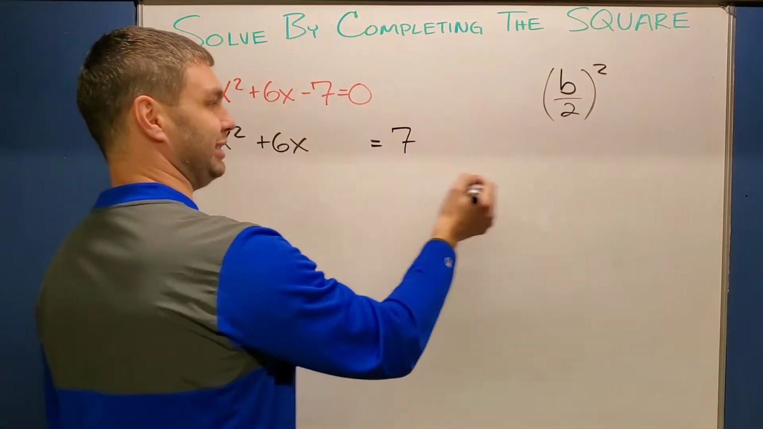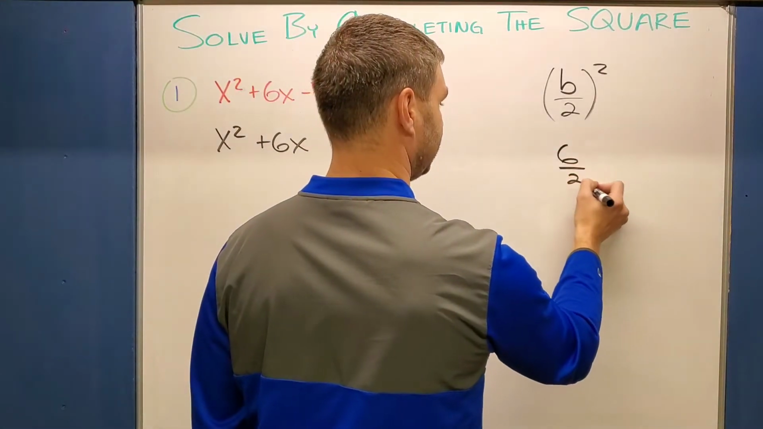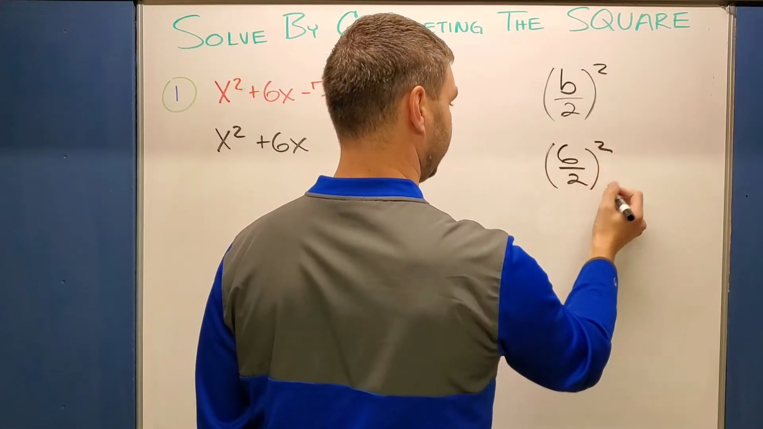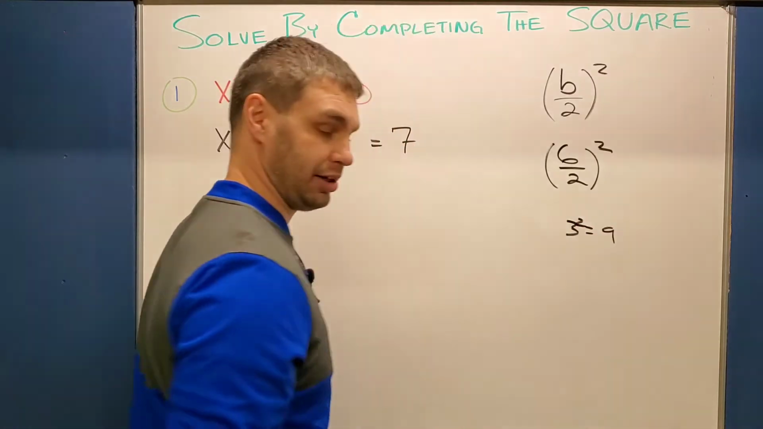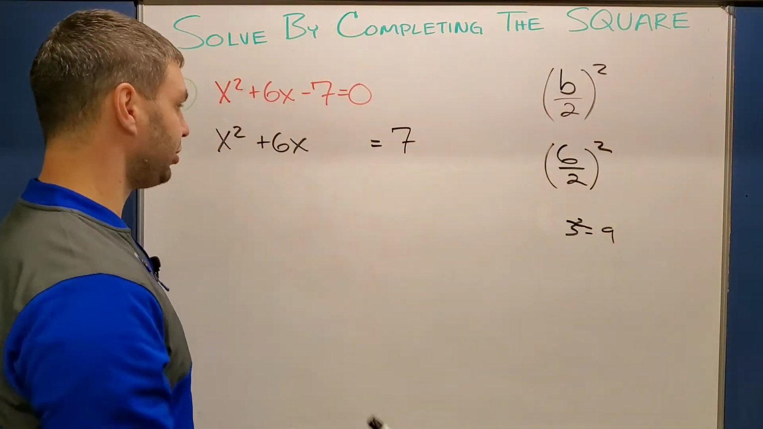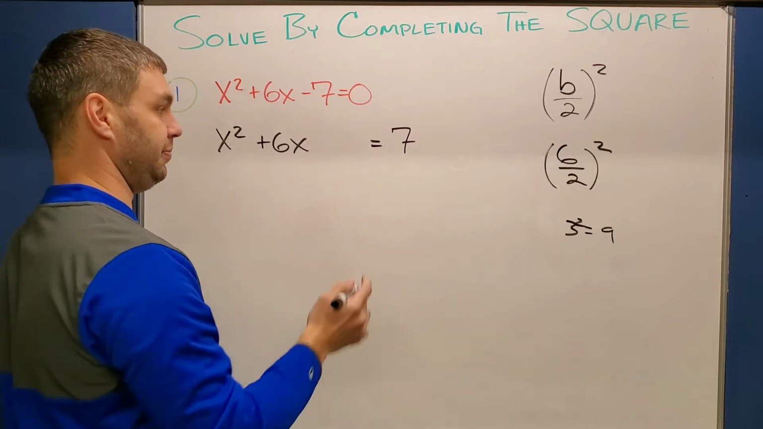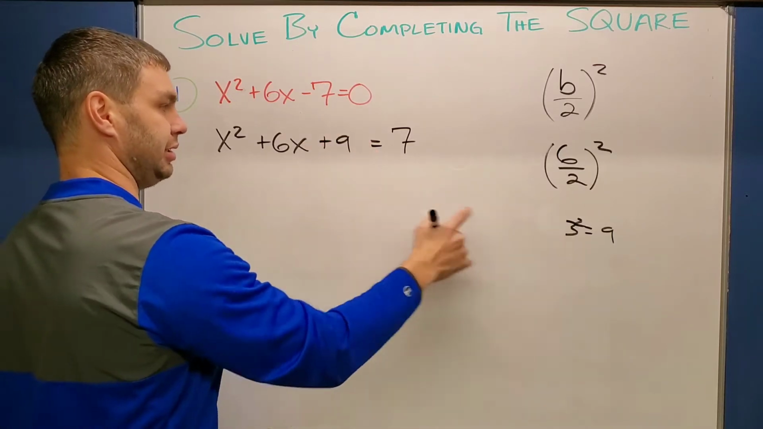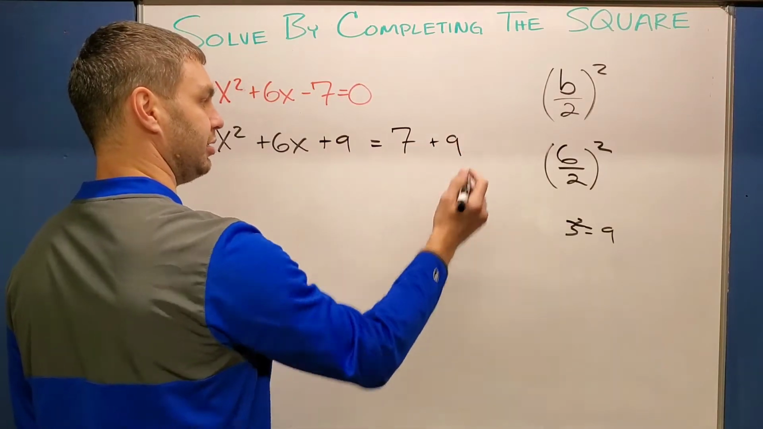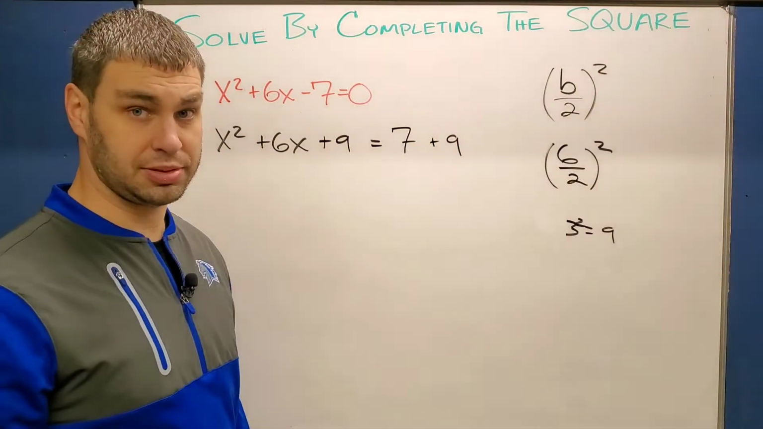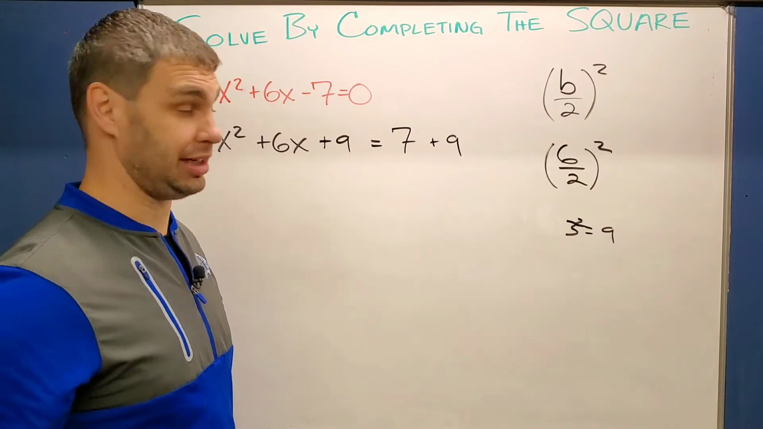So our b term is 6. So 6 divided by 2 is 3. 3 squared, I'll write this out here, 3 squared equals 9. What we're going to do is add that in this space right here. And this will always be a positive number since we're squaring it. And then I also have to add it to the other side. Remember your basic Algebra 1 principles. If you do it to one side, you've got to do it to the other side, okay?